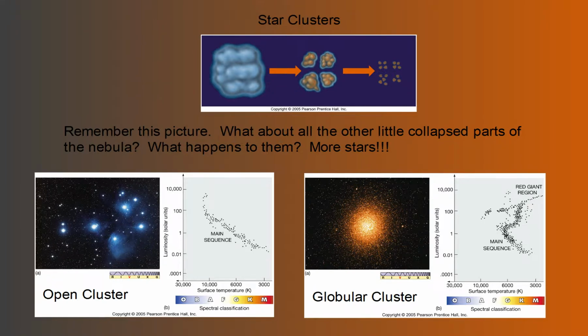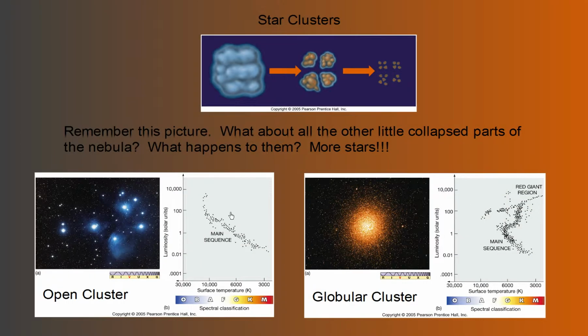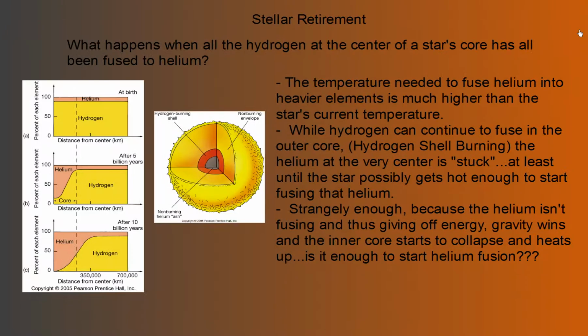Speaking of ending their life cycle, let's move right into stellar retirement. Stars spend a good majority of their lives in the main sequence, and again, that's this branch right here. But what happens when they start to run out of fuel? What happens when all the hydrogen at the center of a star's core has been fused to helium?